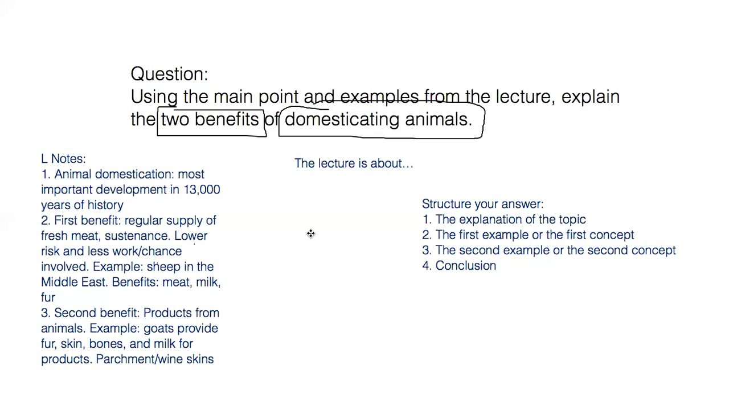He illustrated this through an example of sheep in the Middle East, which were the first animals who were domesticated, and they provide the benefits of meat, milk, and fur. The second benefit he discussed were the products that come from animals. So, for example, goats provide fur, skin, bones, and milk for products. So not just food, they also can be used to create products, and their hide has been used to make parchment and wineskins. Those are the two benefits that were discussed about domesticating animals.